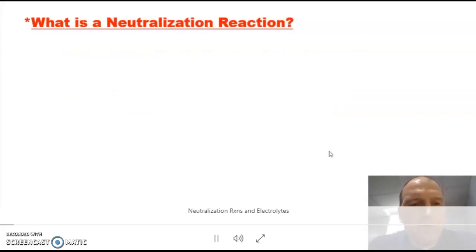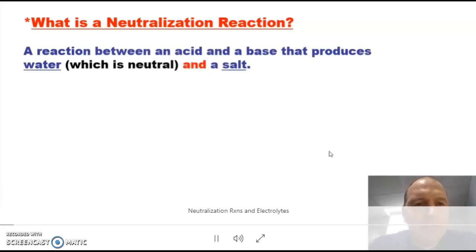So first, neutralization reactions. What is a neutralization reaction? Well, by its name, it's a reaction between an acid and a base that produces water. Now, you should have gotten from the last learning activity, number 2, about the pH scale, that water, of course, is a pH of 7 or neutral. Now, that's where the name comes from. The other product besides water is a salt. Salt is something that you might remember back from Unit 5. It's just a generic name for any ionic compound. That's all a salt is.